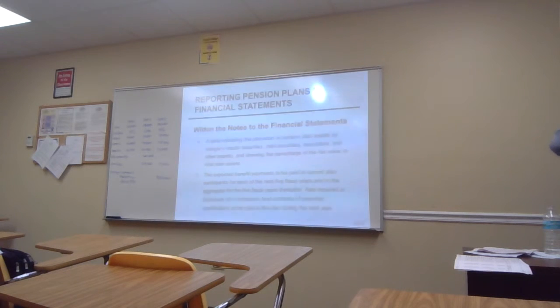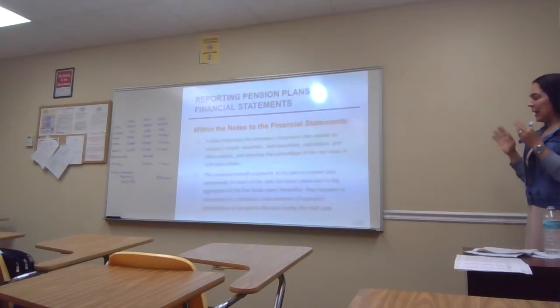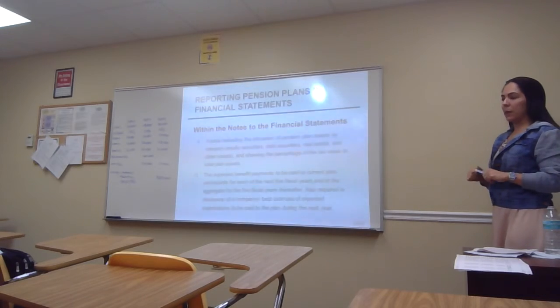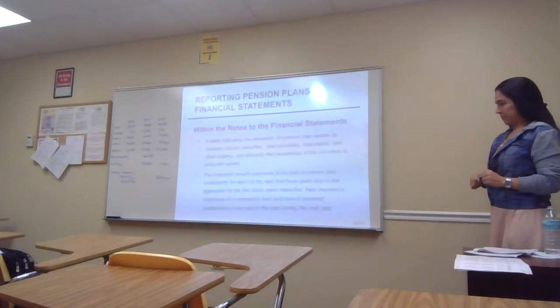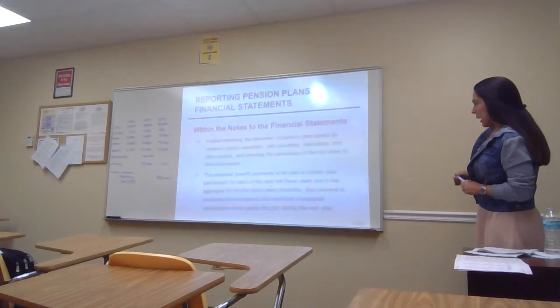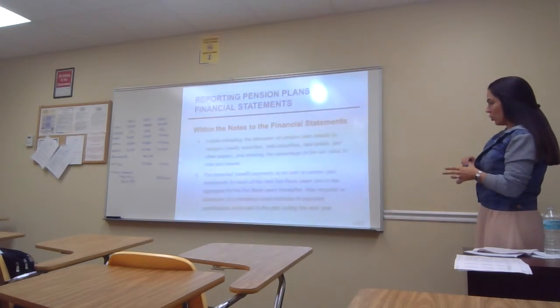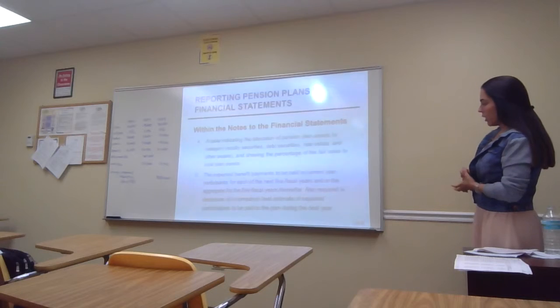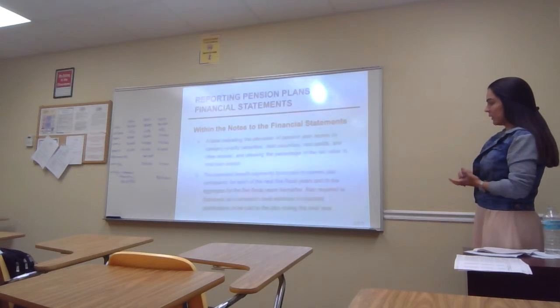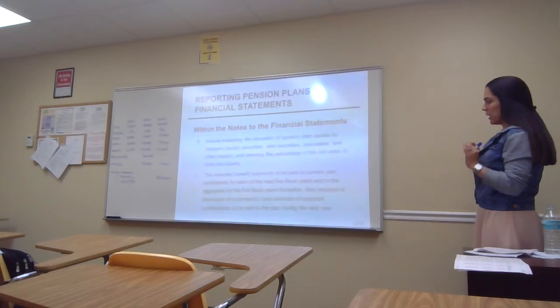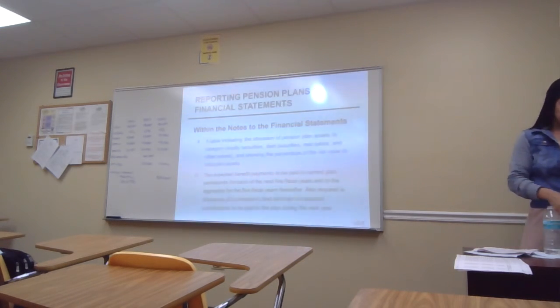The expected benefit to be paid to current plan participants for each of the next 5 fiscal years. So they have to include a note that says in the next 5 years, this is what we're expecting to pay to employees that are retiring, and an aggregate for the 5 fiscal years thereafter, so 10 years in total. It also requires a disclosure of the company's best estimate of expected contributions to the plan during the next year. So they have to come up with what they expect to be contributing.